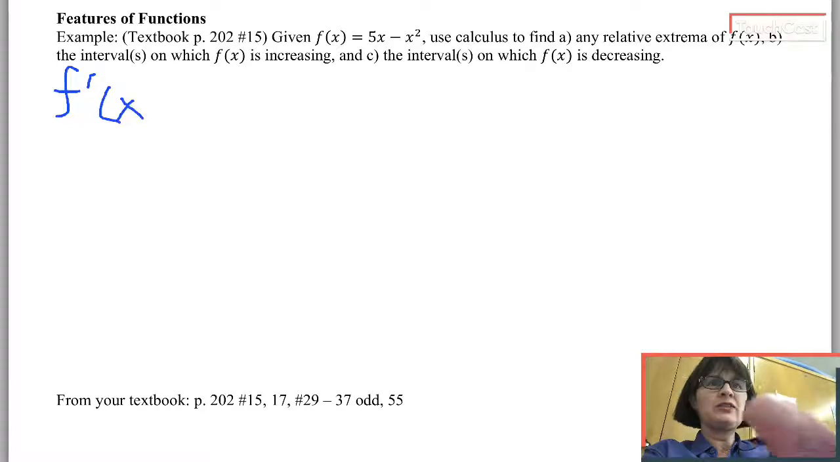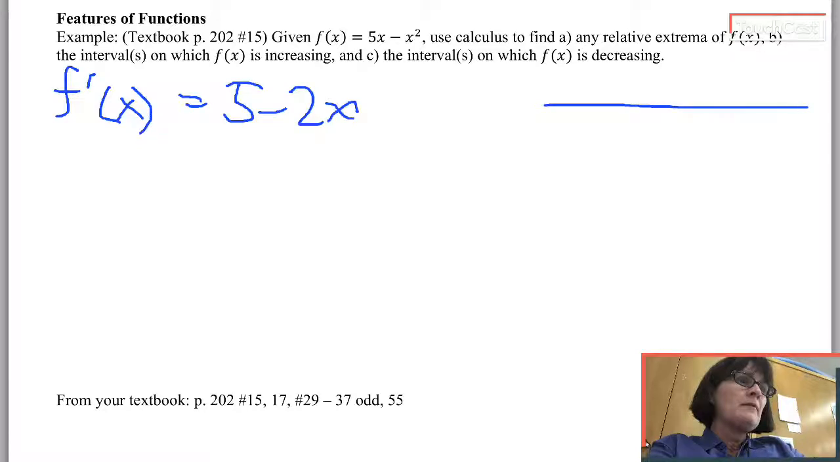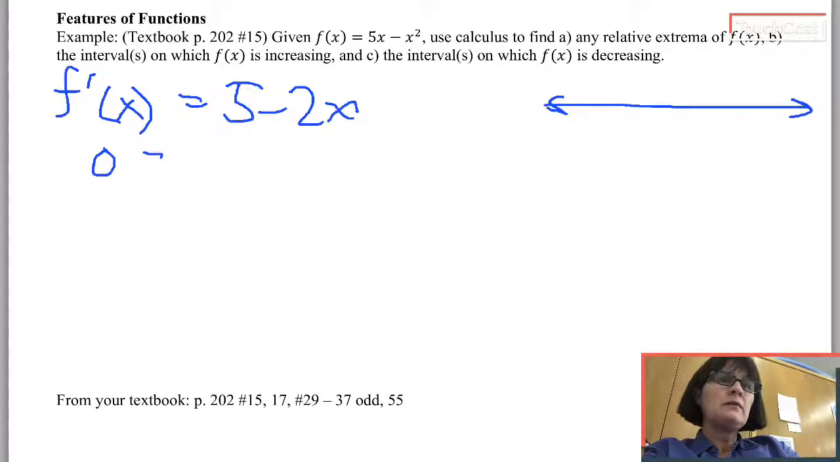See why we practice so much in chapter 3? That should be 5 minus 2x. And I'm interested to know where f is increasing or decreasing, which means I'm interested to know where f prime of x is positive or negative. So I like to make, this is called a sign chart, S-I-G-N chart. I'm going to figure out where f prime of x equals 0. And that's true where 2x equals 5 or where x equals 5 halves.